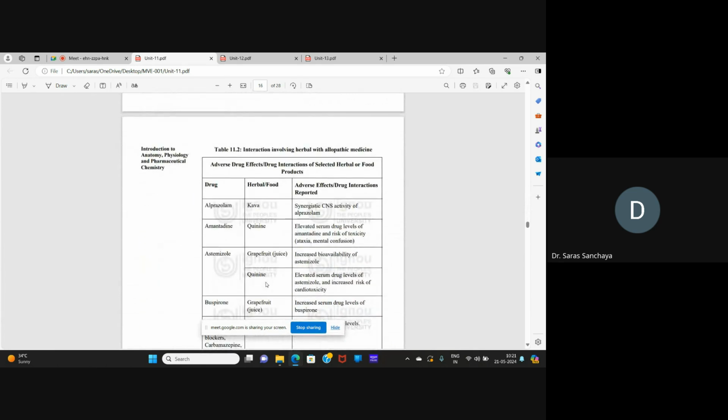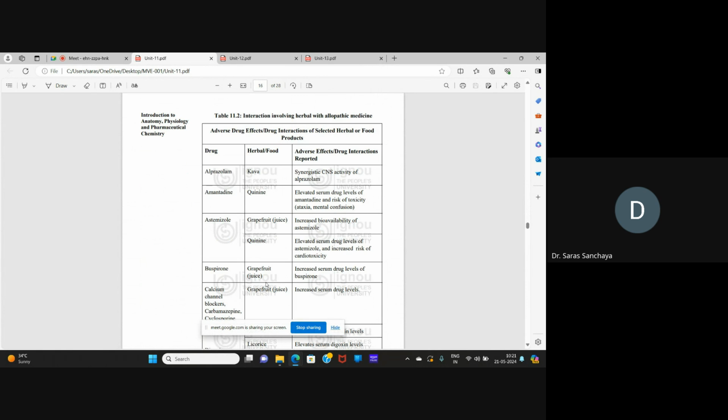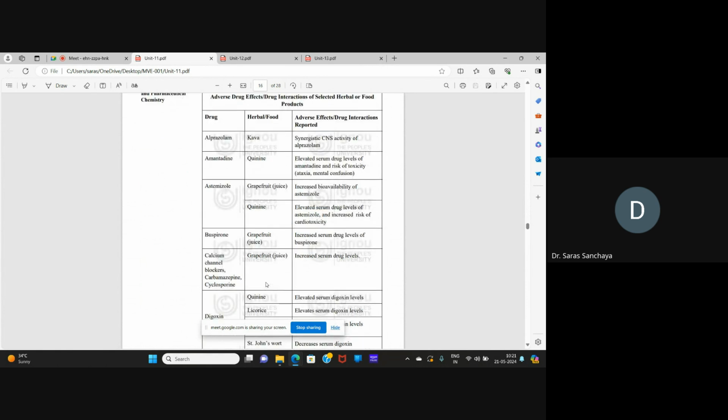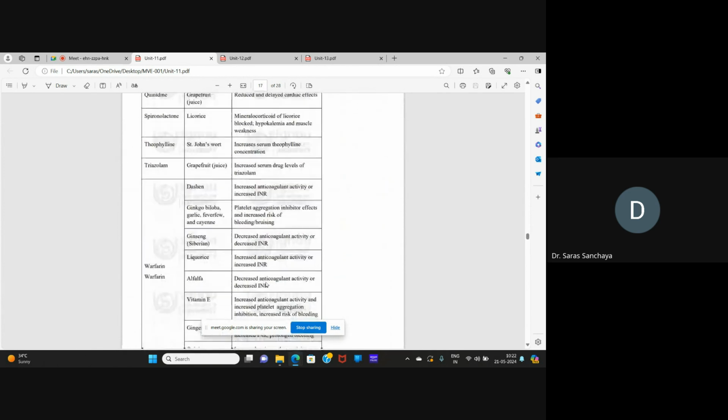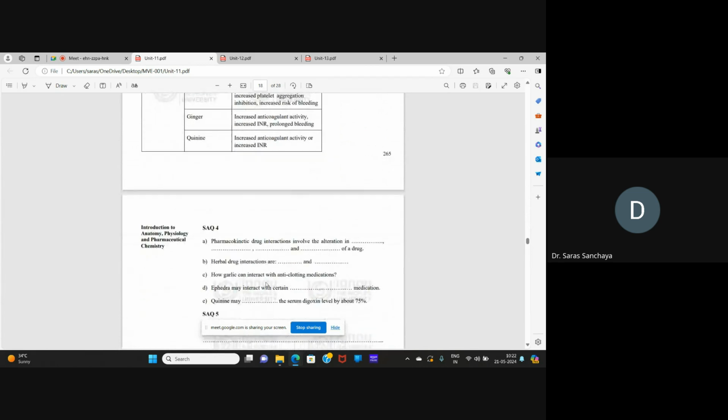There are various drugs and adverse effects because of this drug. Some drugs are allopathic, some drugs are herbal, and different pharmacological actions and adverse effects are written here.